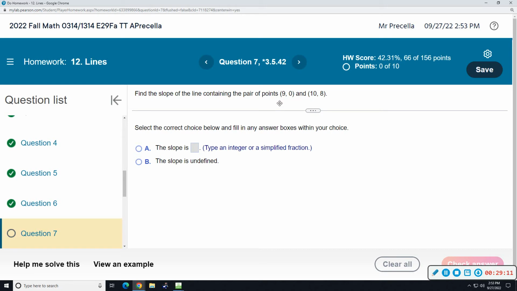Let's see. Find the slope of the line passing through the points (9, 0) and (10, 8). Now, one option, you could always just plot these points and count rise over run. That seems very cumbersome to me, especially if the ordered pairs had been (90, 54) and (1,000, 80). You wouldn't want to start counting rise over run. That's what the formula does, so you don't have to count rise over run if there are big numbers.